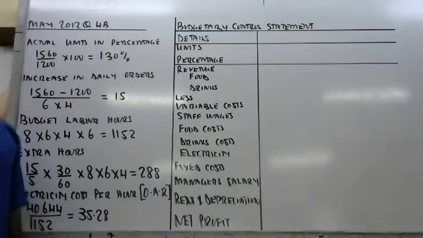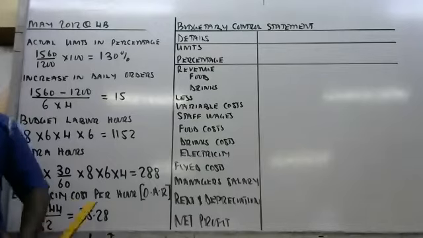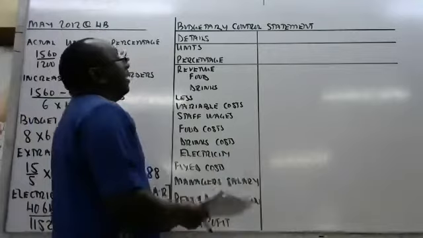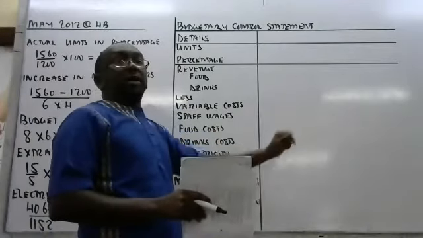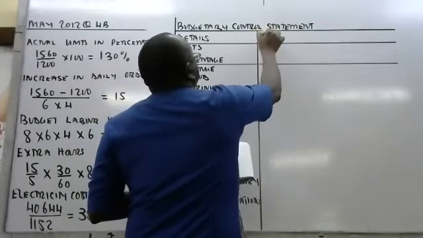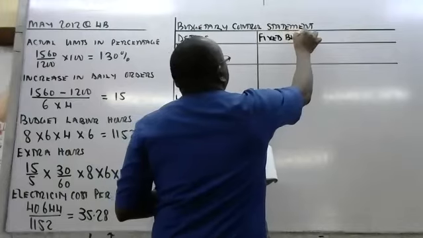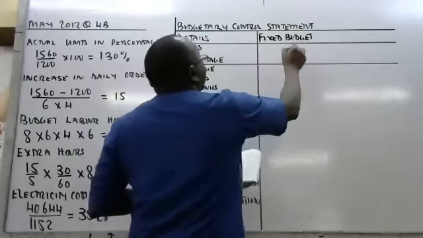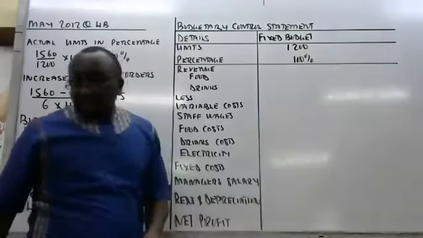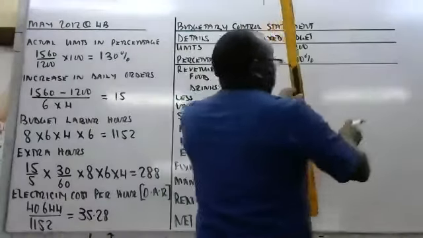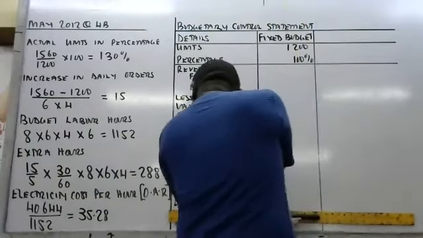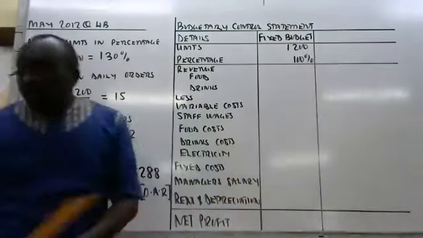I think for the interest of time, I'm going to take you just the way I showed you in class so that you don't start thinking they are different. I just wanted to bring the flexible one. But these ones, you can just copy. So the first one, the fixed budget. So fixed budget, the units are 1200. And 1200, we have said that one is always 100%. It's always 100%. So it is 100%.